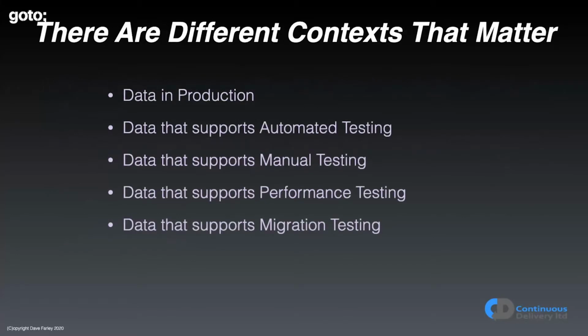So there's data in different contexts that matter. There's the data in production for sure, but there's also data that supports automated testing of different kinds, that supports manual testing, performance testing, migration testing, and we need to take all of these seriously. If we really want to take control, then we've got to think about managing all of these sets of data effectively and efficiently with high levels of automation.